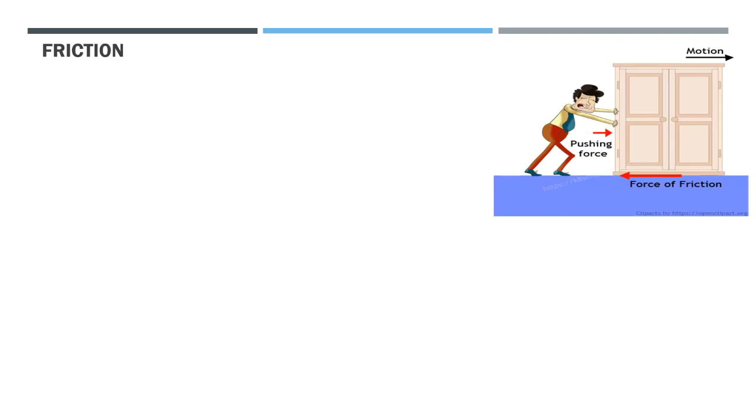The arrow up here, motion, shows where the door is going. But where the door is being pushed, at the contact between the surfaces, the blue is the surface, there's a friction force, the force that opposes relative motion between two surfaces in contact. So he's trying to push with a lot of energy, but because there's a lot of friction, he has to put in a lot.